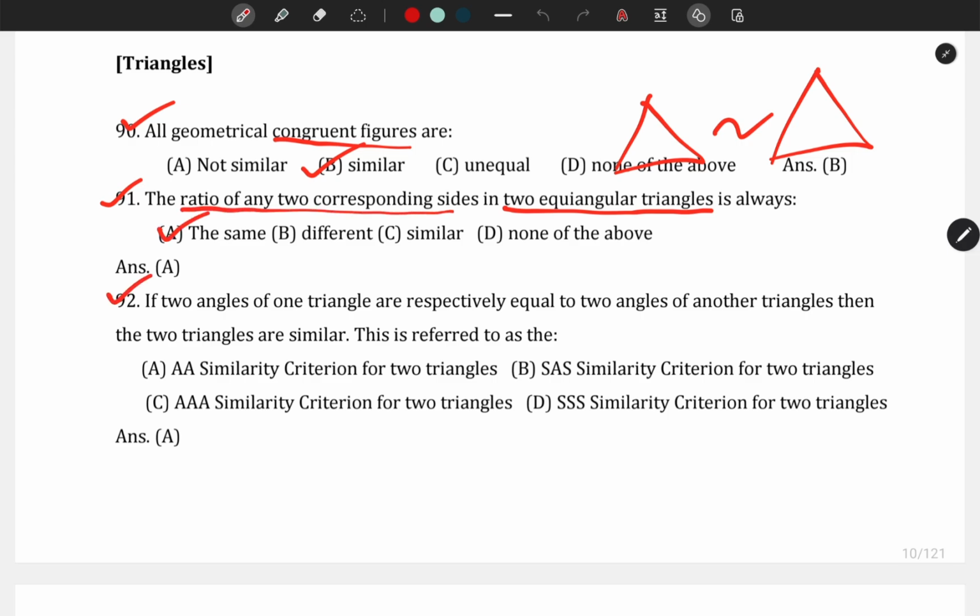Next question, number 92: if two angles of one triangle are respectively equal to two angles of another triangle, then the two triangles are similar.